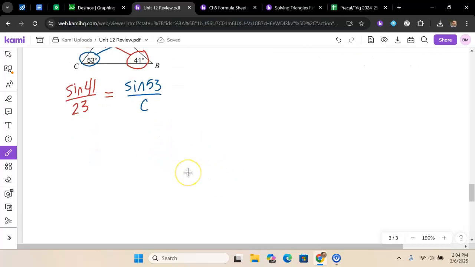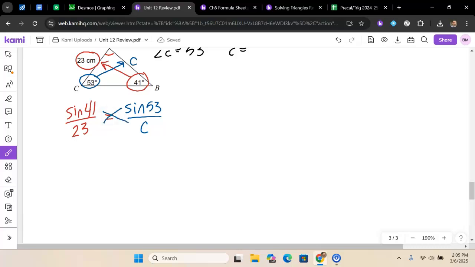And then to solve this, you're going to do cross products. So we're going to have C times the sine of 41 equals 23 times the sine of 53. And then I want to solve for C, so I'm going to divide by the sine of 41.